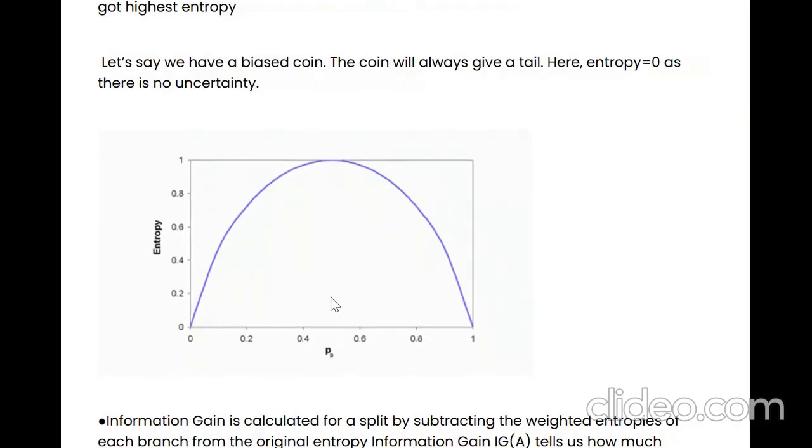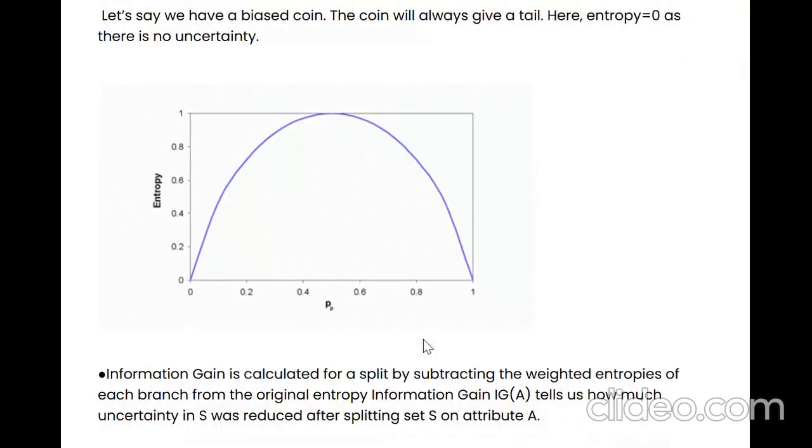Now look here at 0.5. Okay, for binary classification at 0.5, both the outcomes have got equal chance. Okay, here the entropy is max. Okay, and for 0 or for 1, the entropy is 0.